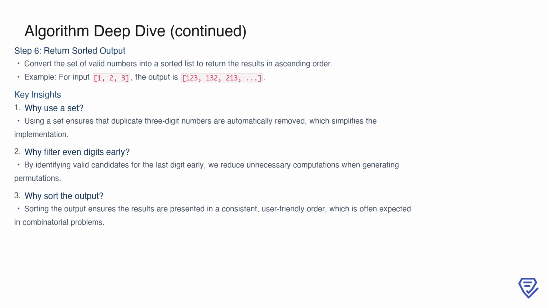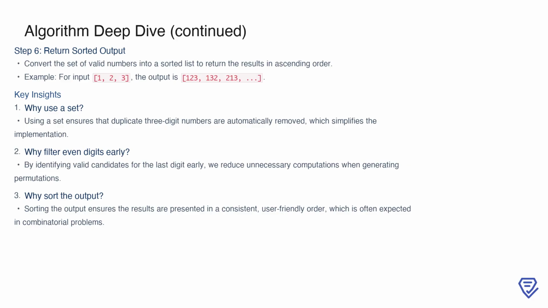The final step of the algorithm is to return the results in a sorted order. After all valid 3-digit numbers are stored in a set, we convert the set into a sorted list. This ensures that the output is presented in ascending order, which is both user-friendly and aligns with the expectations of many combinatorial problems. For example, if the input is 1, 2, 3, the output would be a sorted list like 123, 132, 213. This step is straightforward but important for providing a polished result.